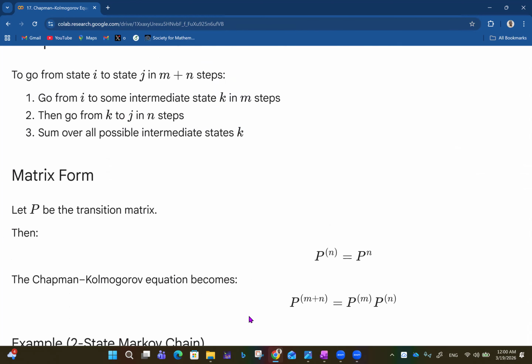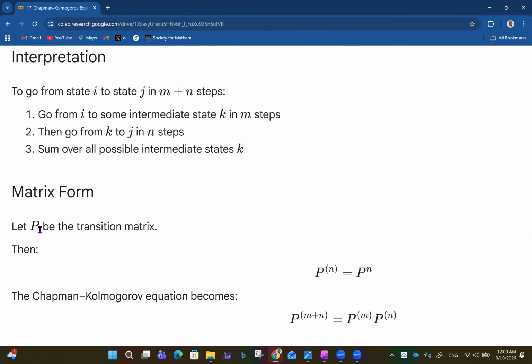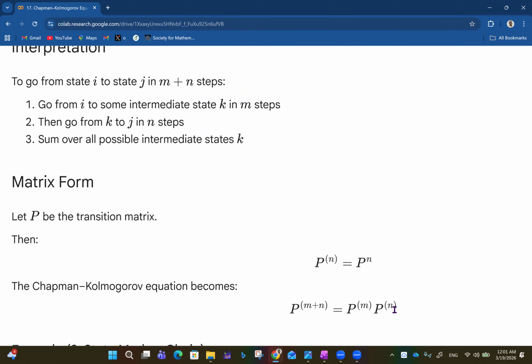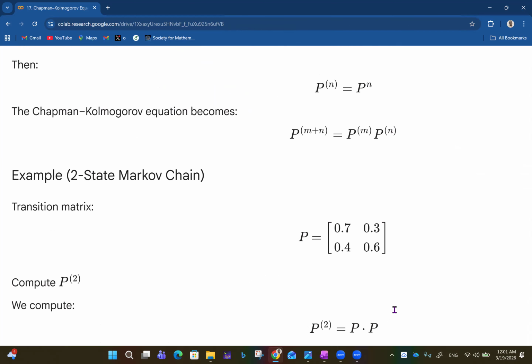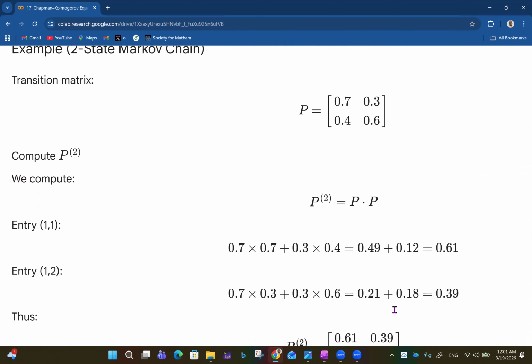In matrix form, let P be the transition matrix. Then P in n steps is equal to the matrix P raised to the power n. So the Chapman-Kolmogorov equation becomes P raised to the power m plus n is equal to P raised to the power m multiplied by P raised to the power n. And that feels like the law of indices, right?